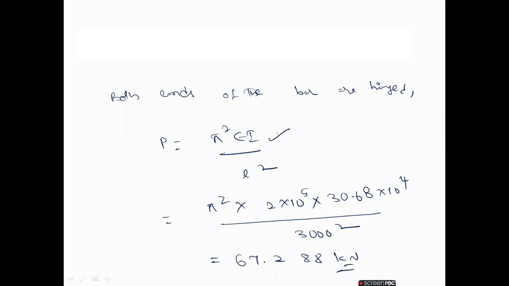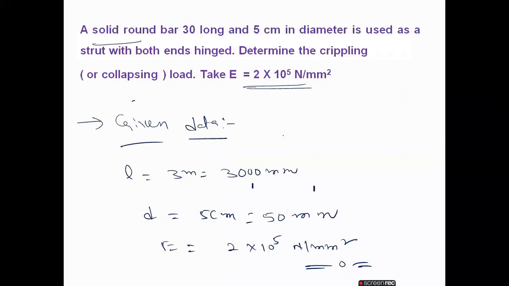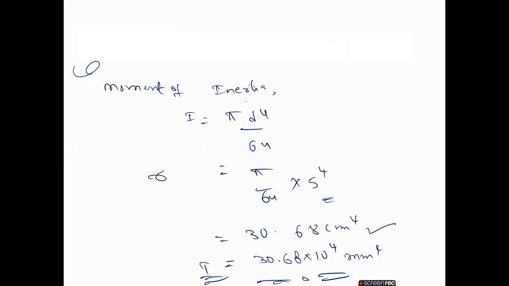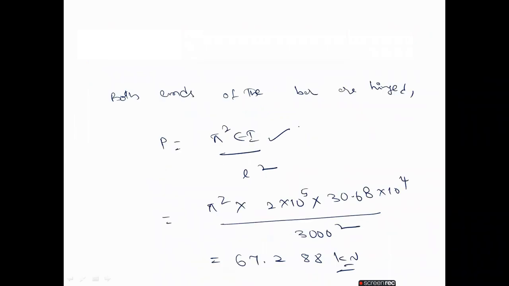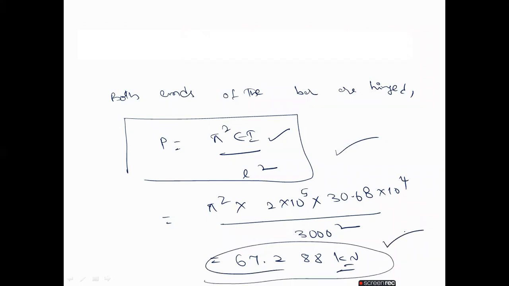Whenever we are calculating the crippling load, in this problem it is a solid round bar. They gave 3 meters long, and the diameter is 5 centimeters. You have to determine the crippling load. First we calculated the moment of inertia. The formula for the moment of inertia is pi d power 4 by 64. And also, both ends of the bar are hinged, so the formula is pi square EI by L square. Once I substitute the values, we will get the crippling load. We got 67.288 kilonewton. This is the first problem.